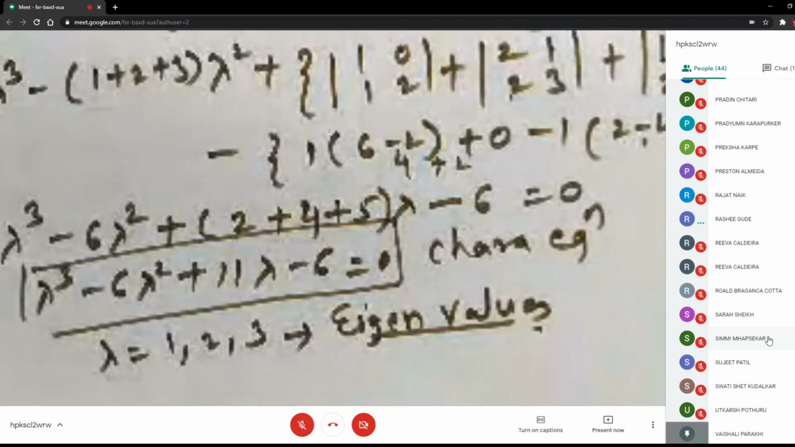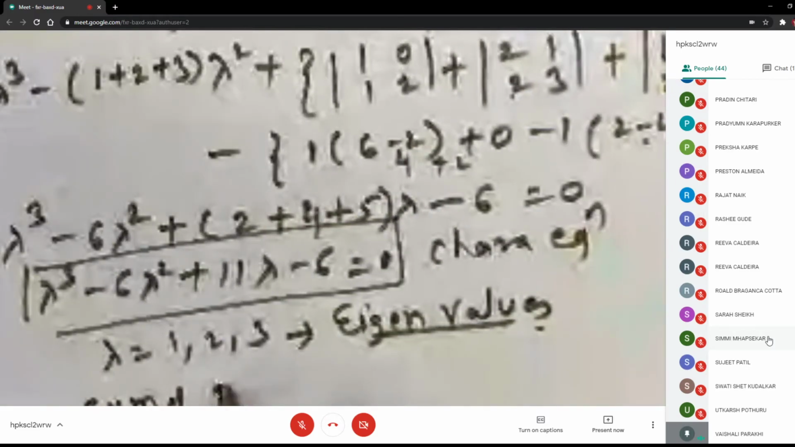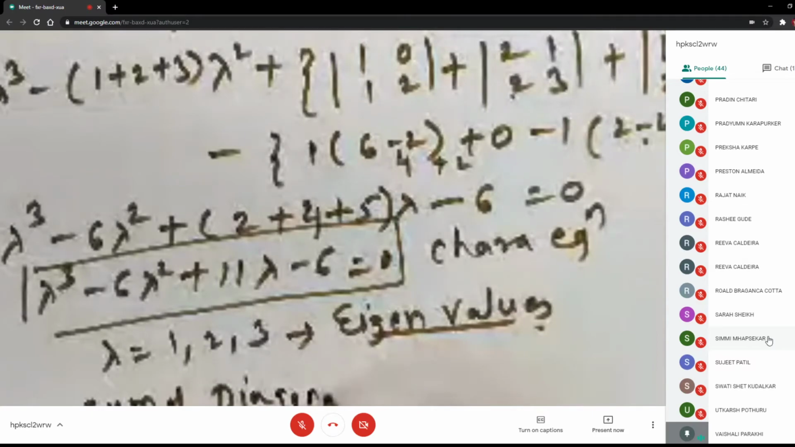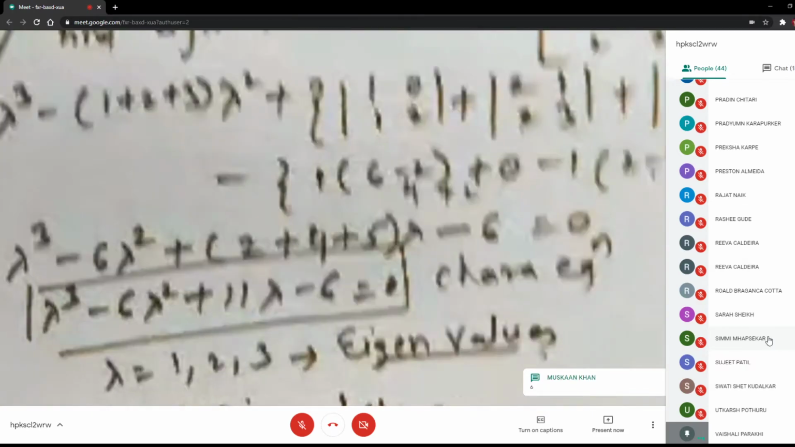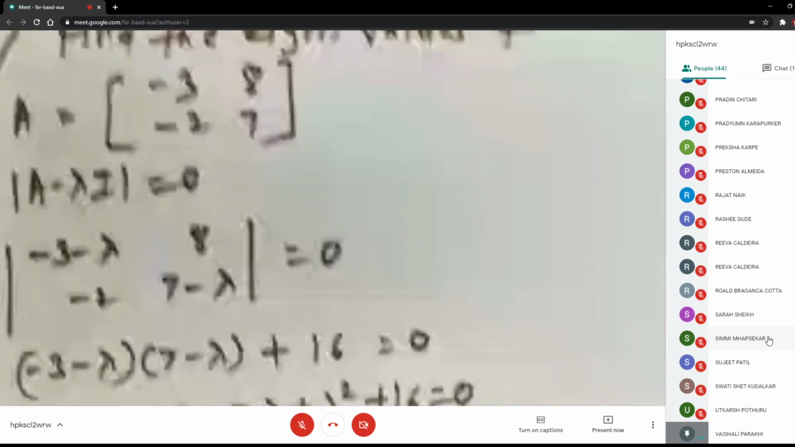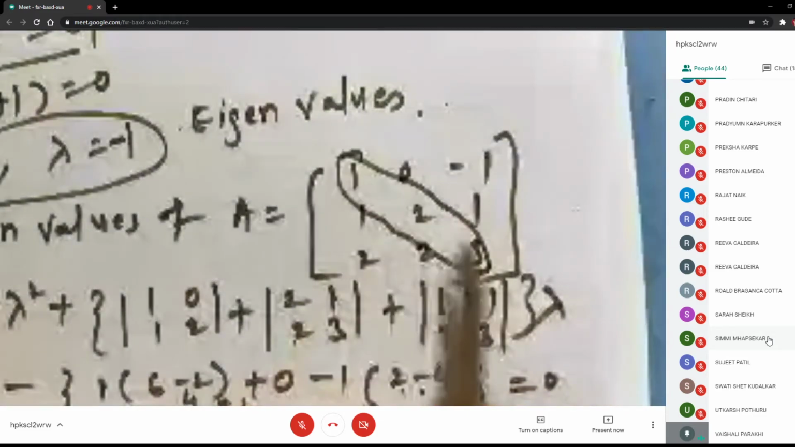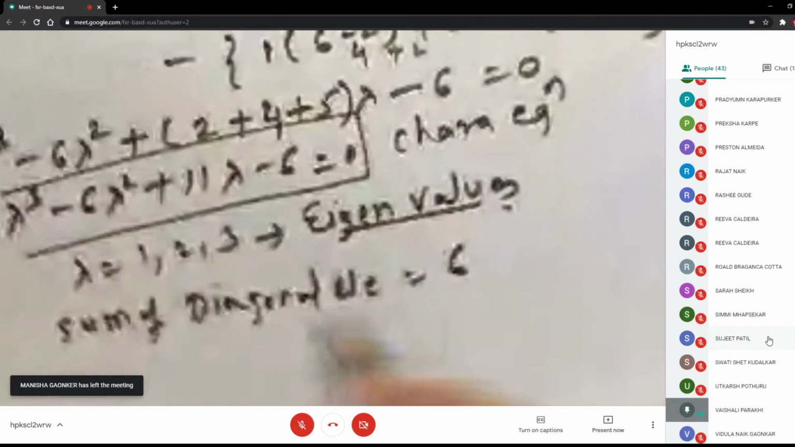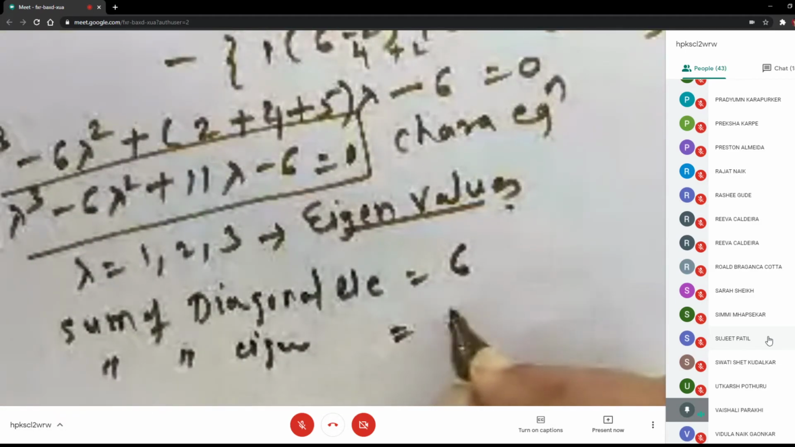Very good. So what is the sum of diagonal elements here? Deval has answered in the chat box. Okay. Sum of diagonal elements is equal to, what is your matrix here, students? Your matrix is this, right? So the sum of diagonal elements is 2 plus 3 is 5, 5 plus 1 is 6. Correct? And what is the sum of eigenvalues? It is also 6, no? 1 plus 2 plus 3.